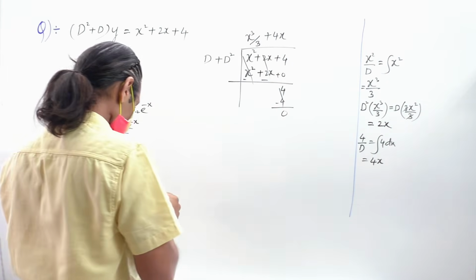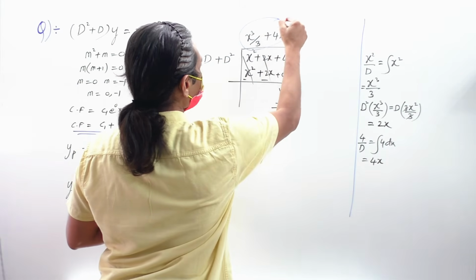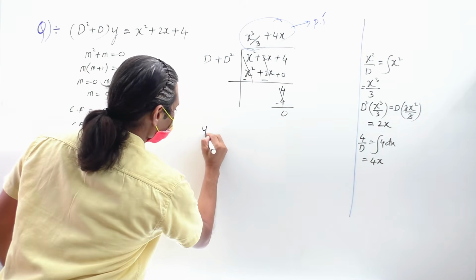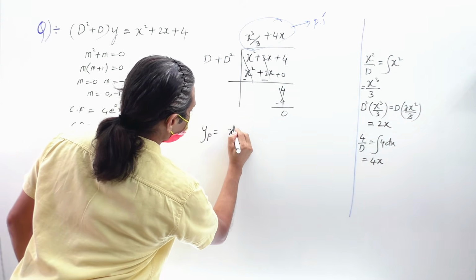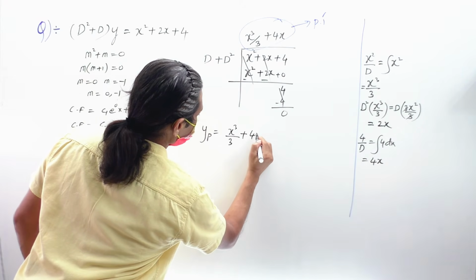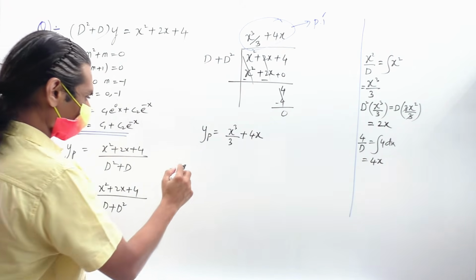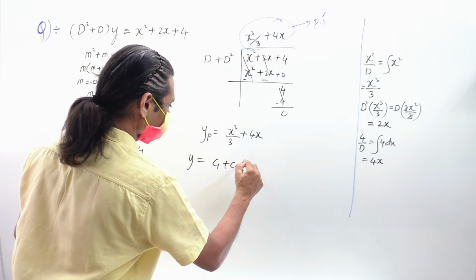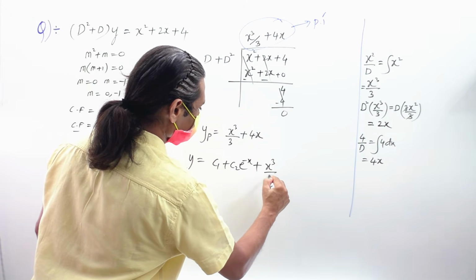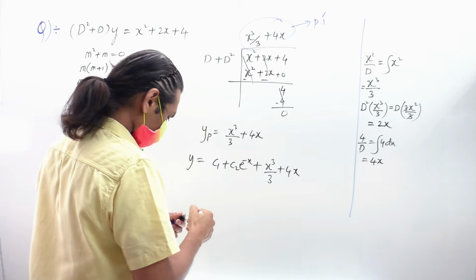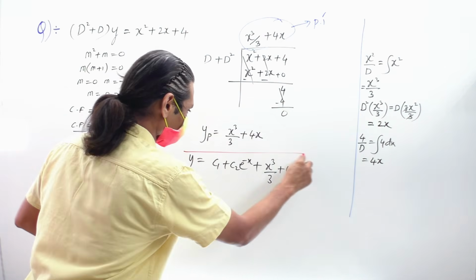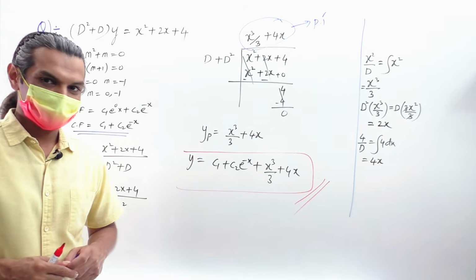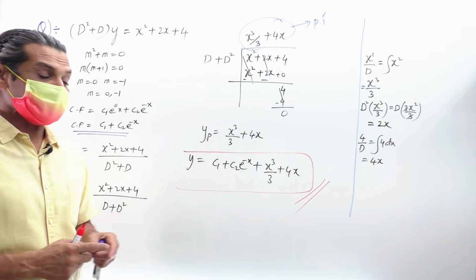That means what I am getting here is the particular integral. That's it. Therefore, the particular integral yp is equal to x cube by 3 plus 4x. Therefore, the solution y is equal to CF plus PI, or c1 plus c2 e raised to minus x plus x cube by 3 plus 4x. That's the solution, how we obtain it. That's all. This question had been asked in the examination once. Please watch it carefully and practice it.